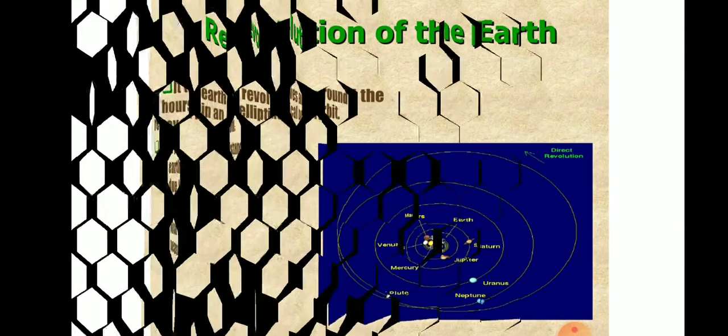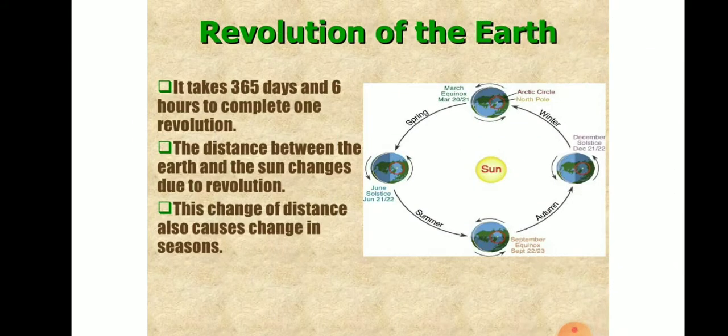Here we have some more important points to remember about revolution of the art. It takes 365 days and 6 hours to complete one revolution, and distance between the earth and the sun changes due to revolution. During this revolution, the distance between the sun and the earth doesn't remain the same everywhere. Somewhere the distance is close, somewhere distance is far away from each other. So this change of distance causes a change in season.